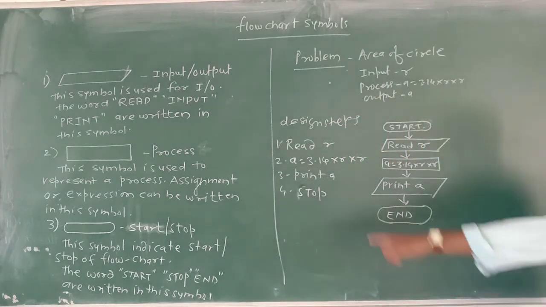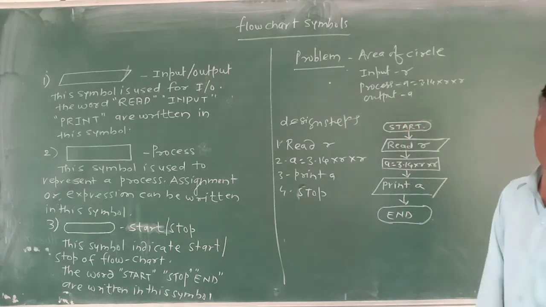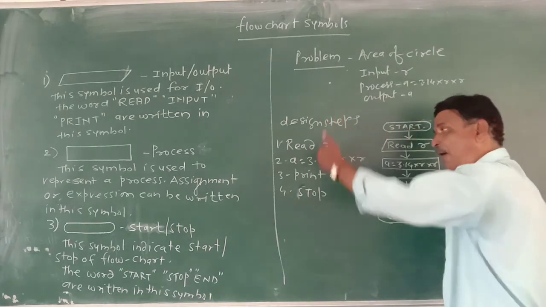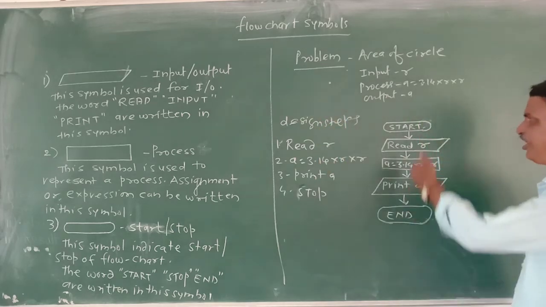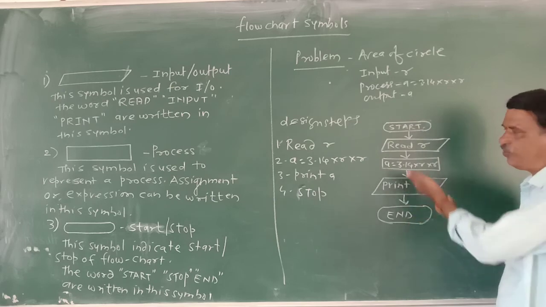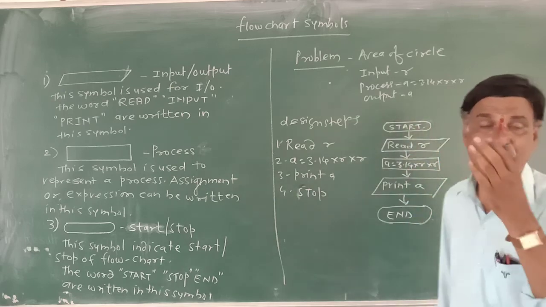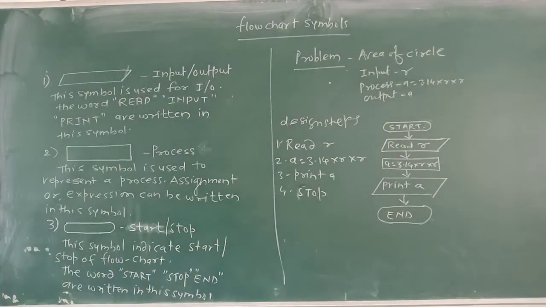Now these are the design steps, and this is also design steps. Design steps in our language, the simplest form, English, and design steps in symbols. Which one is easy? Obviously, this one is easy. Design steps in symbolic form are called a flowchart.